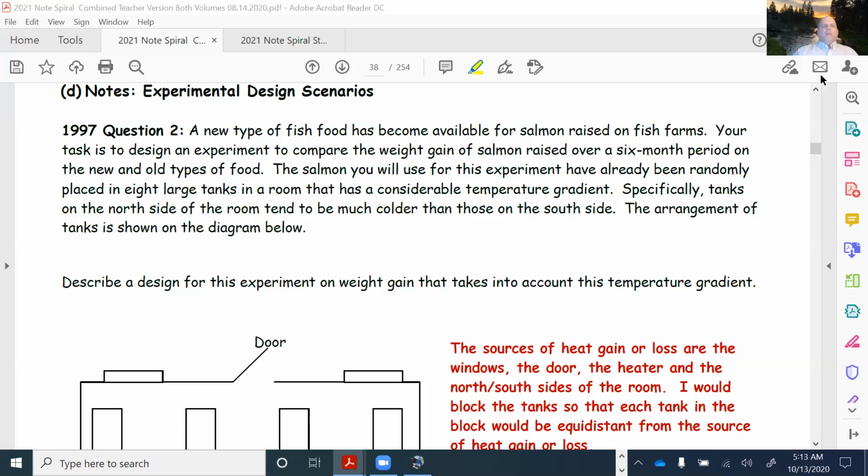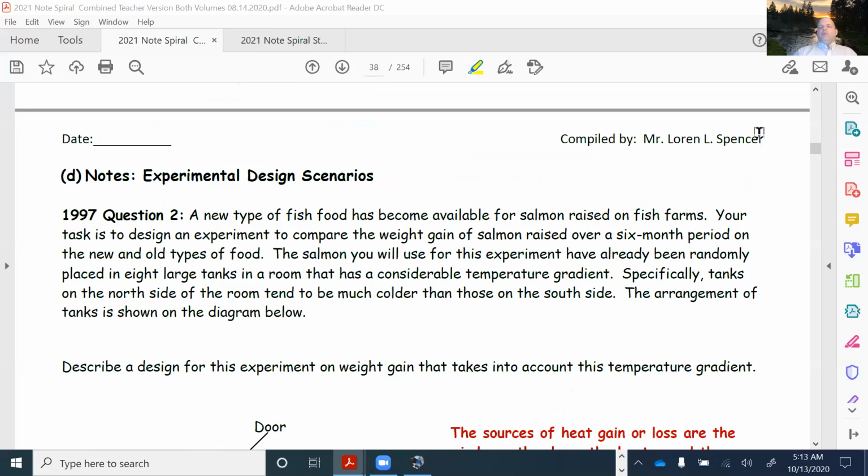Okay, so we're on page 38 of the note spiral, and we're going to talk about a more complex blocking question. All right, this one is more complex. However, I think you'll find it interesting and somewhat enjoyable, actually.